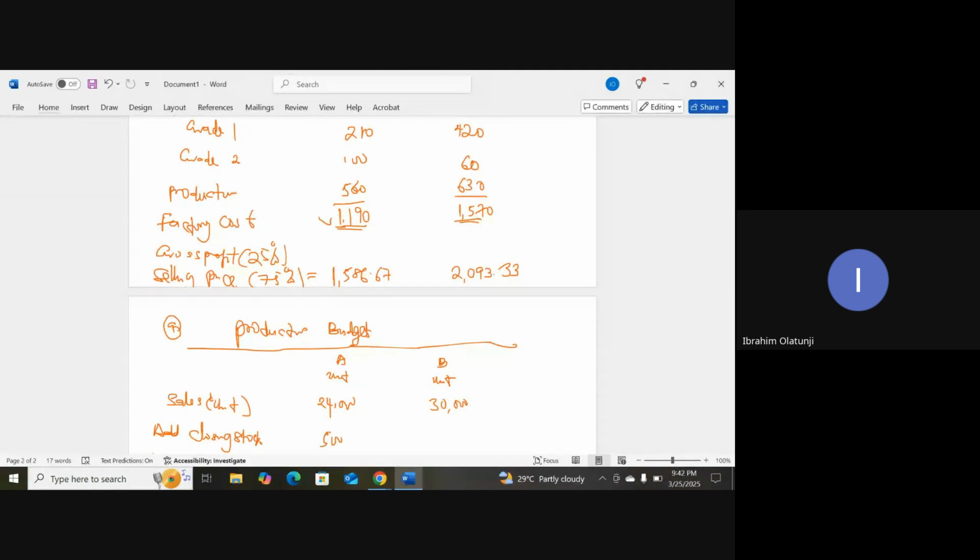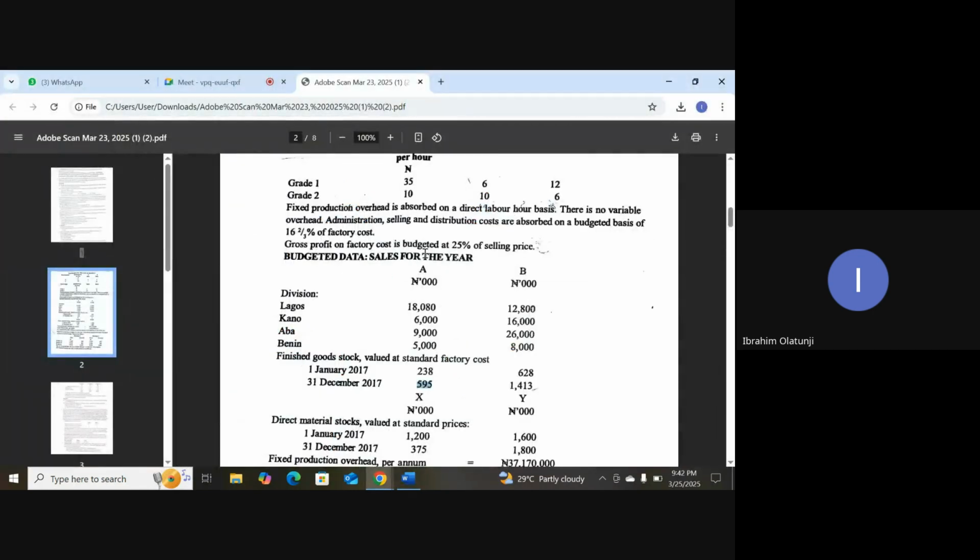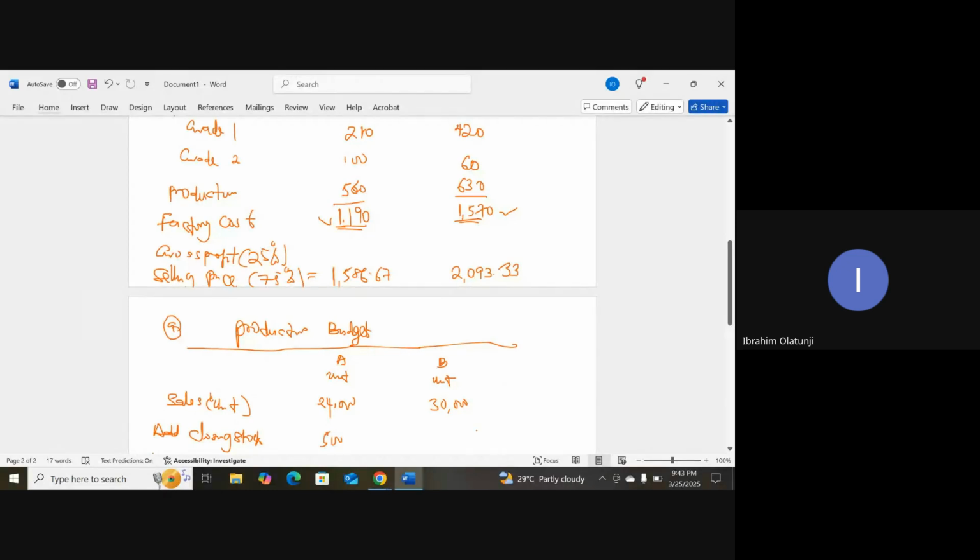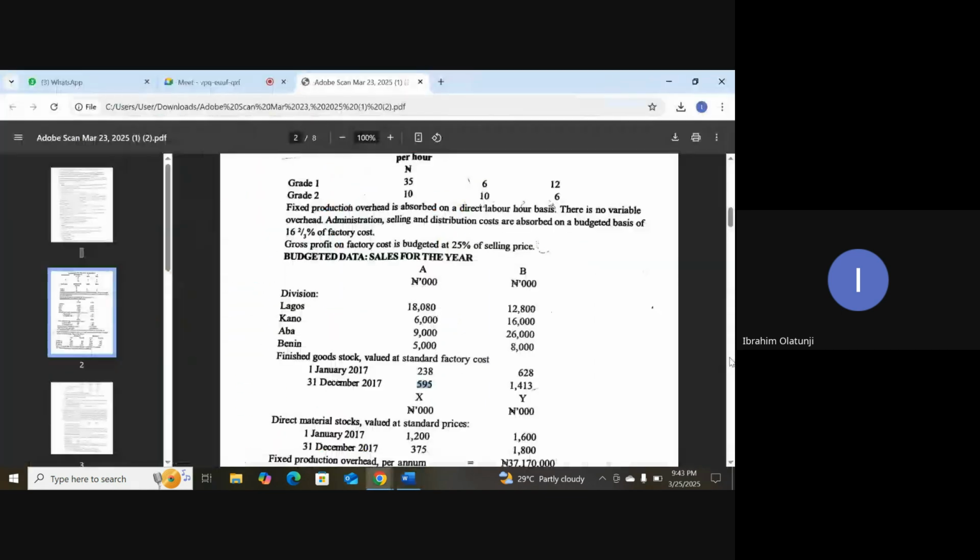Then we look at B. The factory cost for B is 1,570. Then let's look at the value for B. 1,413,000 divided by 1,570. Then we have 900 units. Then we move to our opening stock.